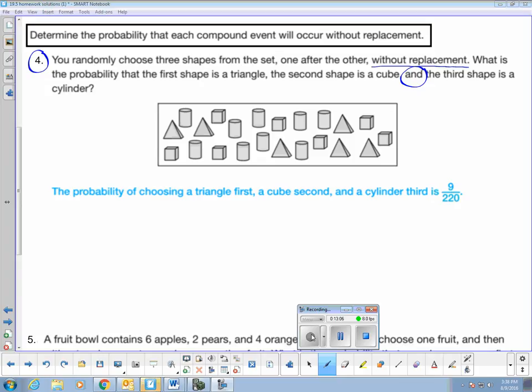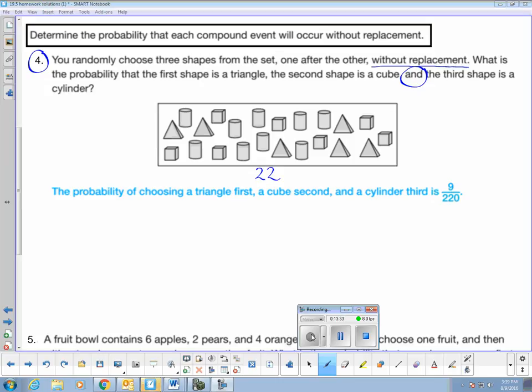Before we do that, let's see how many there are altogether in this set. 2, 4, 6, 8, 10, 12, 14, 16, 18, 20, 22. I'm going to say that there are 22 in this set. Let me try that again. 2. All right, that looks about right.